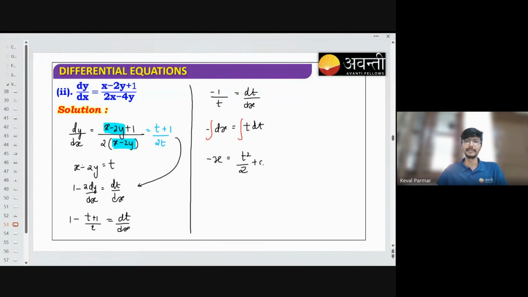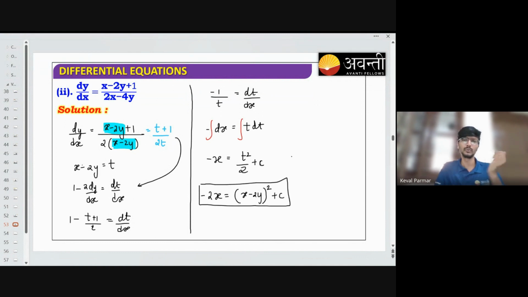Cross multiply 2 and substitute the value of t. So minus 2x is equals to what is t? x minus 2y, x minus 2y the whole square plus c. This is my answer. You can open this whole square, but it will make no difference. Got it? So I hope it is clear. Same part in numerator and denominator, substitute that as t. Let's move on to the next question.